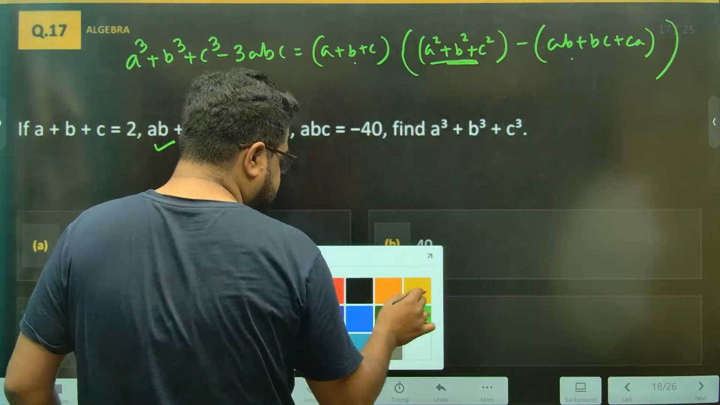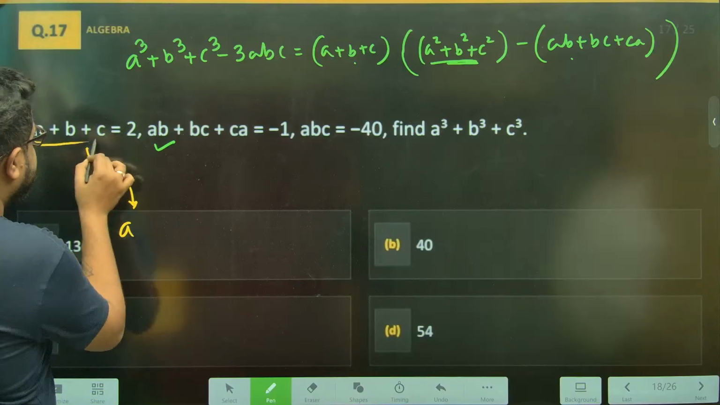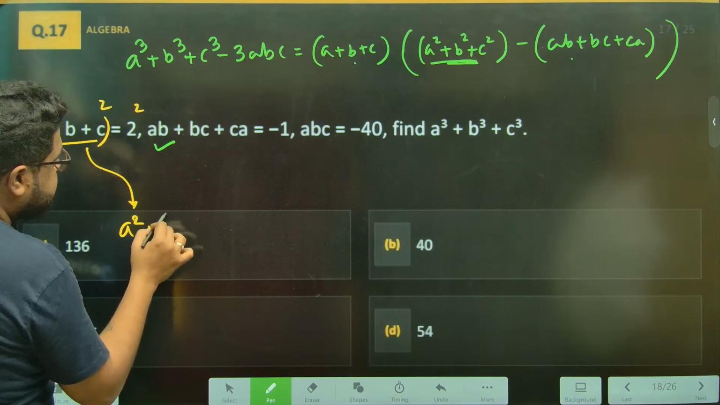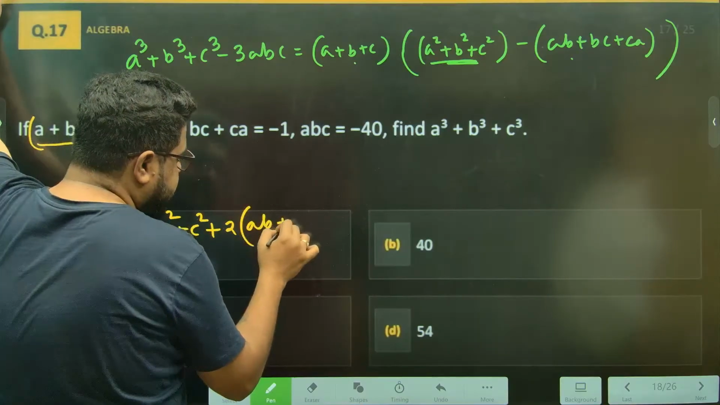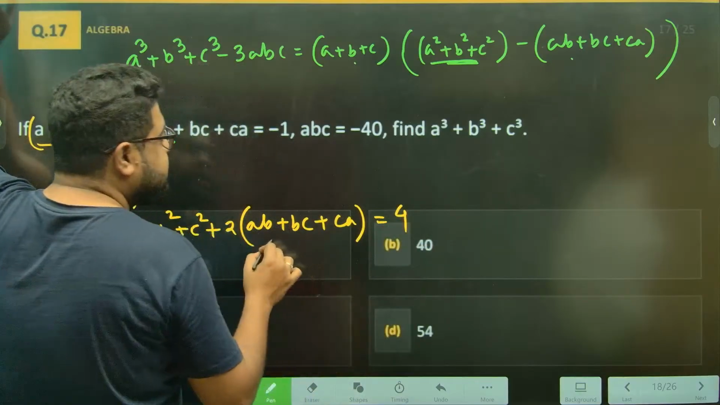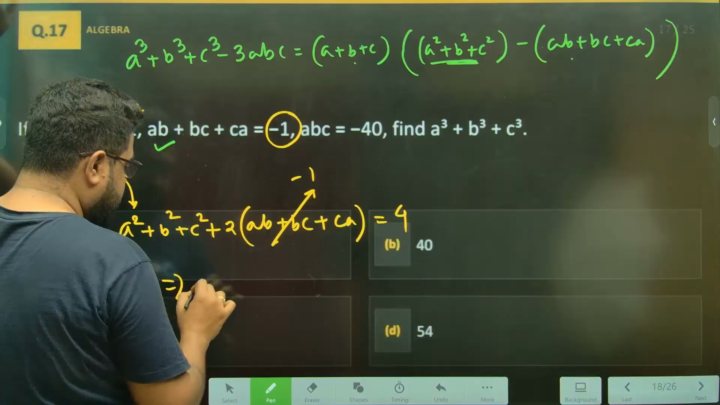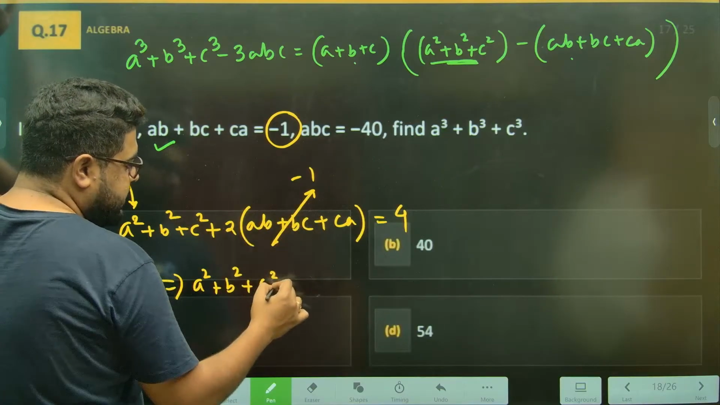So, let's figure this out by squaring this. If you square this, it will be a square plus b square plus c square plus twice of AB plus BC plus CA, that is equal to 4. This value is known to us as -1. So a square plus b square plus c square minus 2 is this, so this is 6.